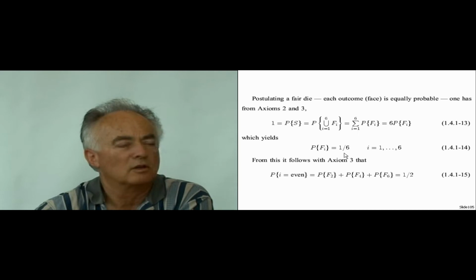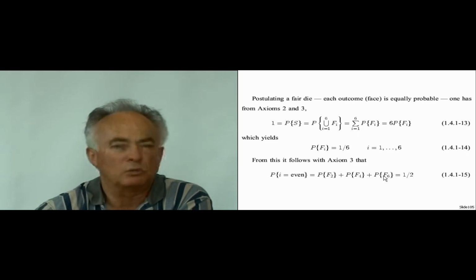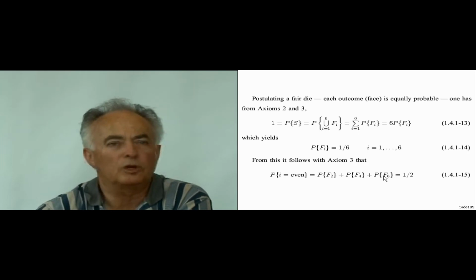Similarly, using axiom 3, the probability of i even is the union of F2, F4, and F6, and they are non-overlapping. Therefore, with axiom 3, the probability of this union is the sum of the individual probabilities of those events. Axiom 3 really was defined for 2 events. It is easily seen how from 2 you can go to 3 and to any finite number.